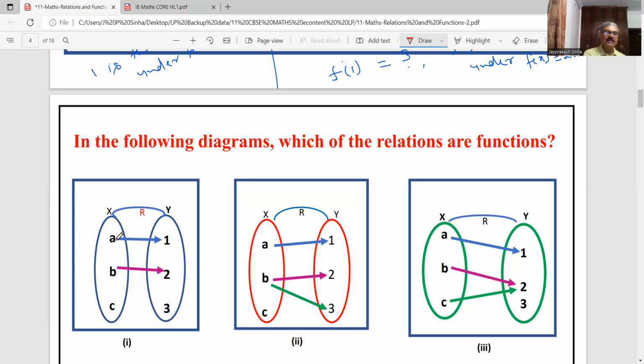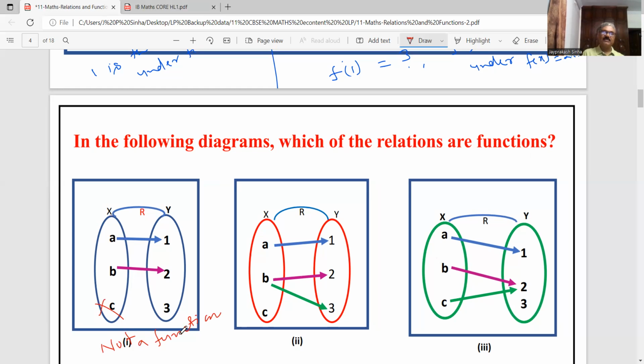We have to check. See here, if A is the pre-image, what is the image of A? What is the image of B? What is the image of C? No, it is not related. It means every element of X should have a unique image in set B. So here all the elements of set X are not utilized, so this is not satisfying the definition of a function. This is not a function. What is the reason? Because all the elements of set A do not have a unique image in set B.